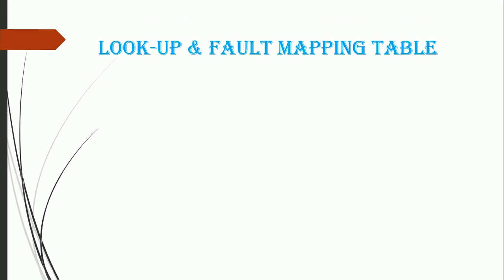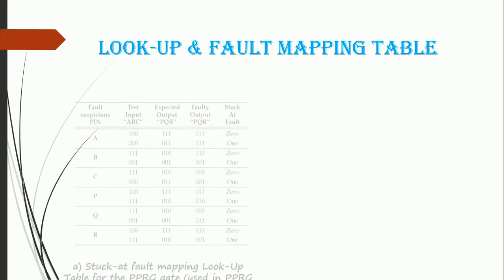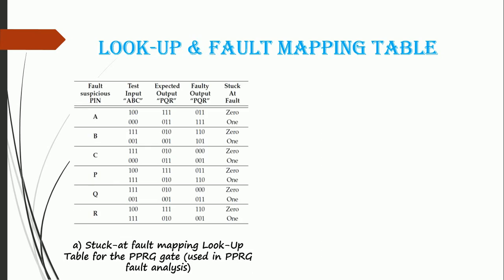Then moving on to the lookup table and fault mapping table. These two tables are most important for the design, or you can say for the models which we build. Here, as you can see, this is the lookup table which we are using, the staggered fault mapping lookup table for PPRG. It is used for PPRG fault analysis.